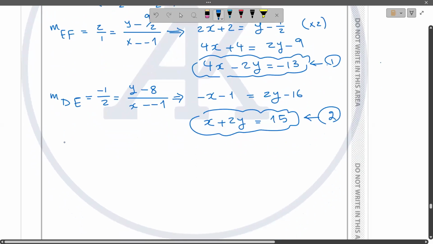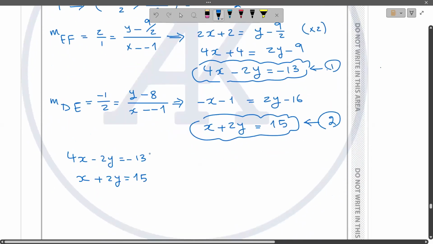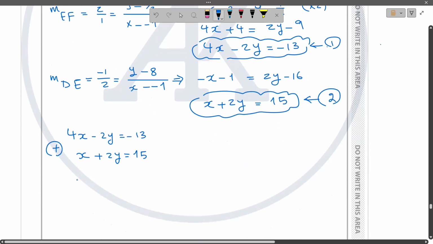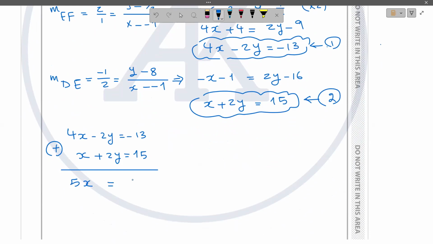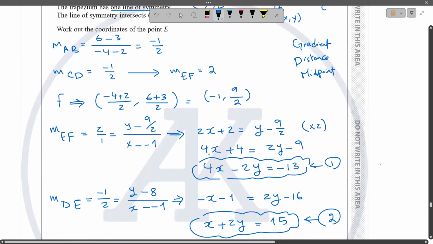So we can solve the two equations simultaneously. 4x minus 2y equals -13. x plus 2y equals 15. So here we are going to add as we have different signs. So 5x equals 2. So x equals 2 over 5 or 0.4. This is the x coordinate of E.